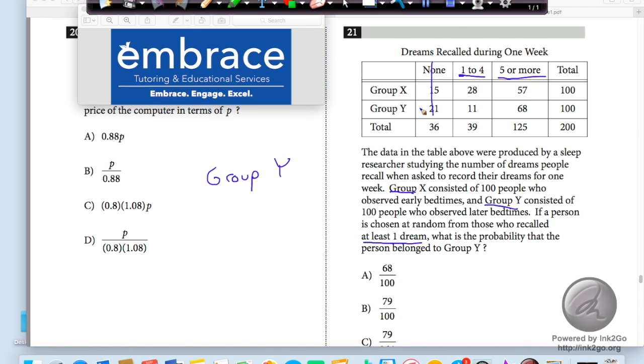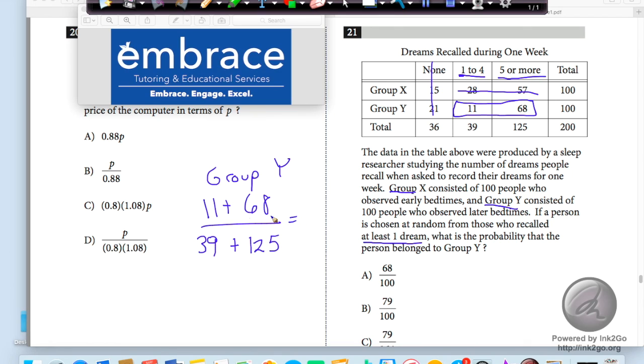And that probability is going to include the 11 people here, right? 11 people as well as the 68, right? So 11 plus 68, and that's going to be over the total, right? So this is the group Y people, really where we want to be focusing rather than just group X. And we want to be thinking about the totals. So here we have the total individuals of at least 1 to 4, which is 39, and the total individuals of 5 or more dreams, which is 125.